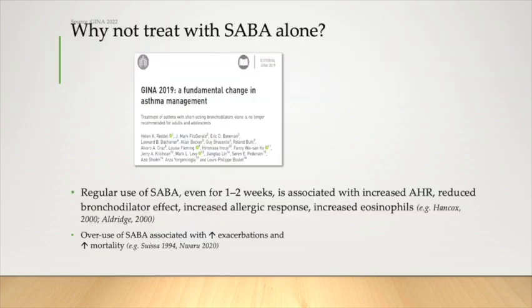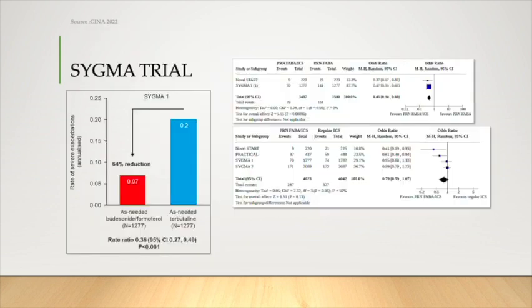Why should we not treat with SABA alone? The guideline mentions time and again that this fundamental change, which was brought about in 2019, continues to hold true with newer meta-analysis coming. Regular use of SABA, even for up to 2 weeks, will cause increased airway hyperresponsiveness, reduction in the effect of the bronchodilators, increase in allergic response and eosinophils. So do not use SABA too much. It will cause more exacerbation, poorer control of asthma and more mortality.